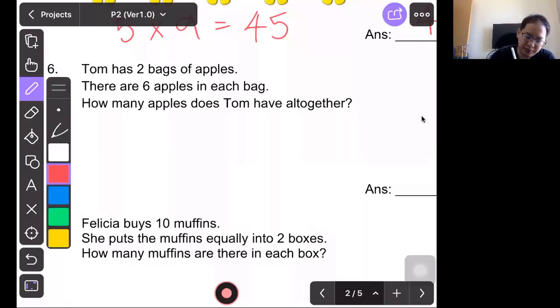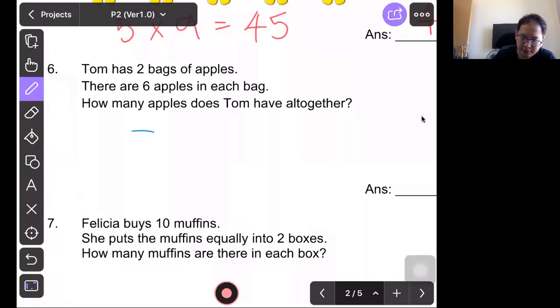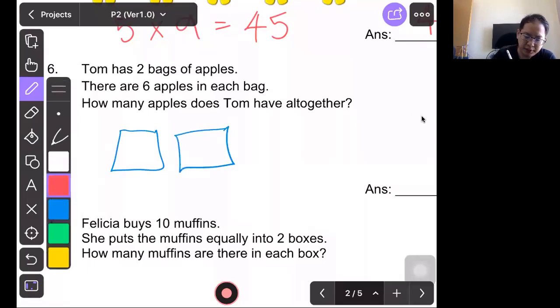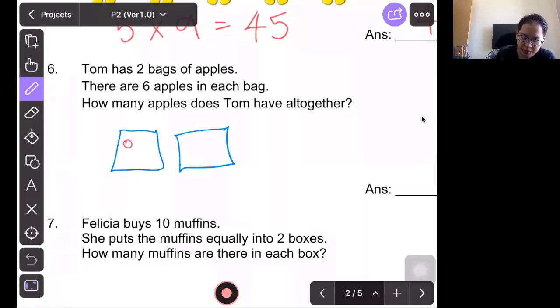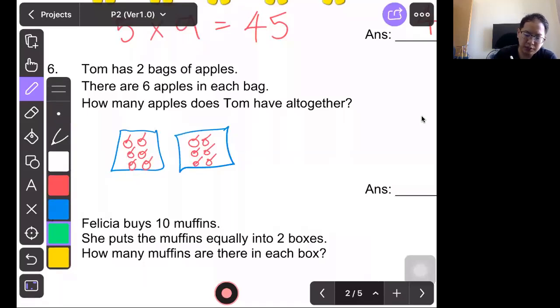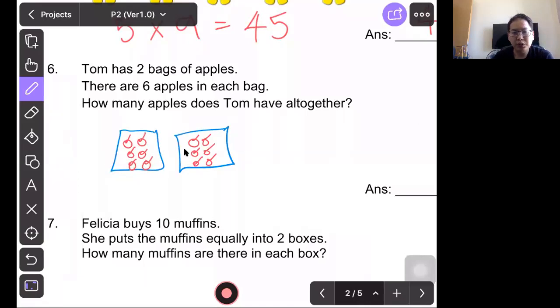Okay, so you draw two bags. Then there are six apples. One apple, two apples, three, four, five, six apples. One, two, three, four, five, six apples. So this is known as your two groups of six. And two groups of six is two times six.